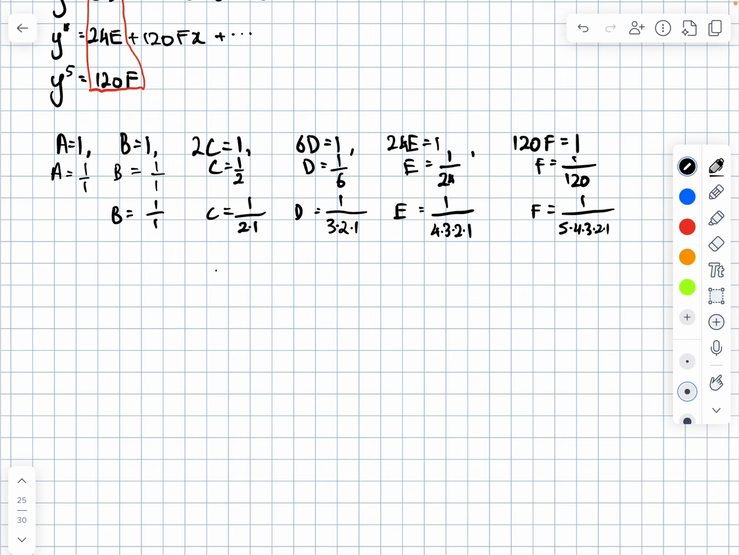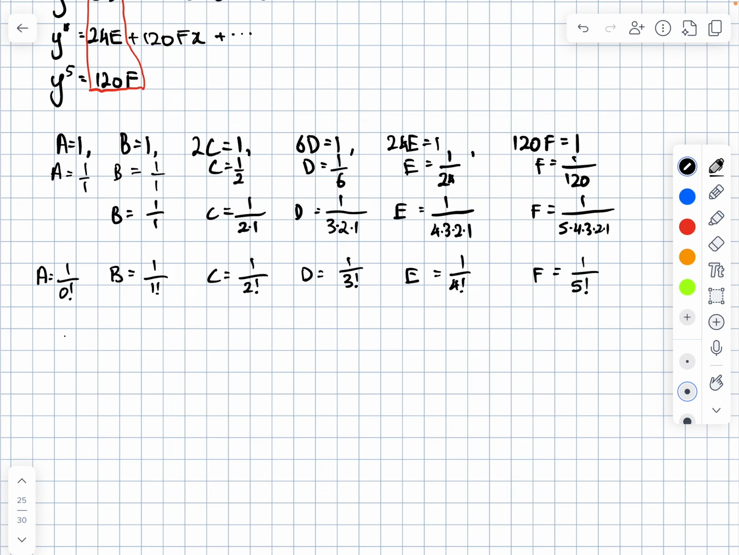Now what's going on here is something called a factorial. A factorial is a repeated multiplication starting with a value and then going down 1 each time until you get to 1. And so that's implying that C is equal to 1/2 factorial, D is equal to 1/3 factorial, E is equal to 1/4 factorial, F is equal to 1/5 factorial. If you were to keep this pattern going down, we'd expect B to be 1/1 factorial, and I would actually expect A to be 1 over 0 factorial.